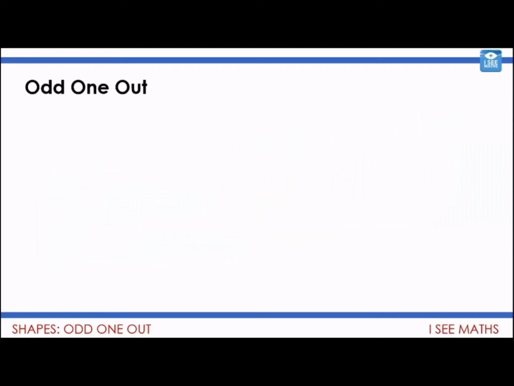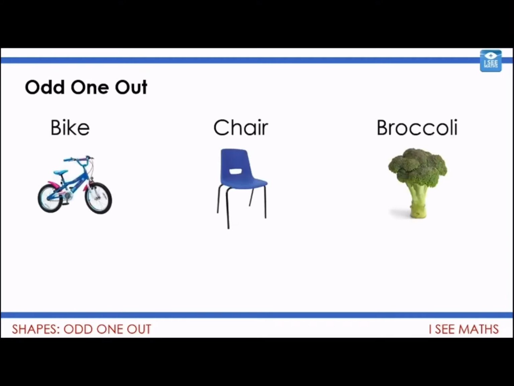I'm going to show you 3 things. And the aim, you've got to say which one is the odd one out. But I wonder if you can not only choose one that's the odd one out, but you can think of a reason why more than one might be the odd one out. Or even, can you think about why each thing might be considered the odd one out? We're going to start off with these 3 examples. A bike, a chair, and broccoli. Okay? Which one's the odd one out? Can you think of a reason why each one could be the odd one out? Pause the video and have a go.